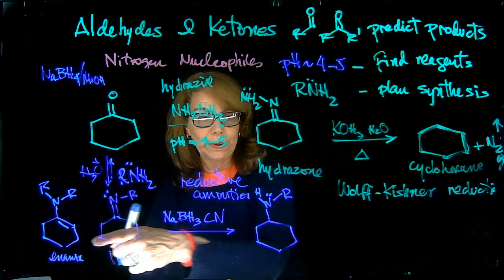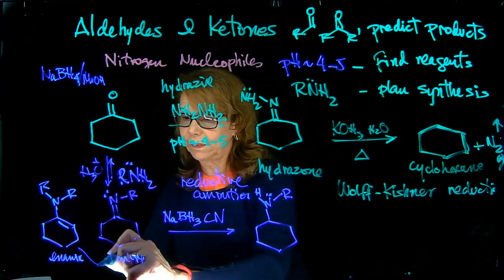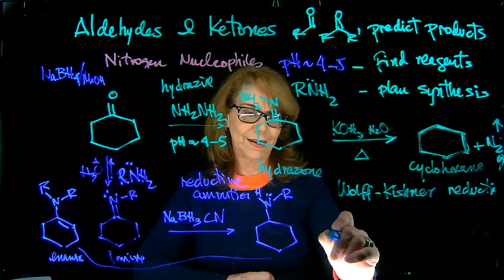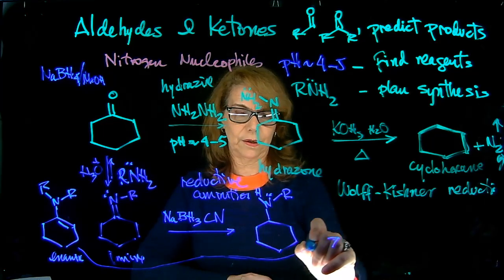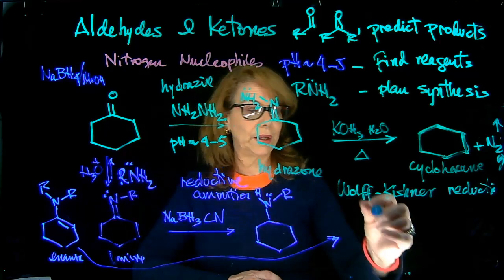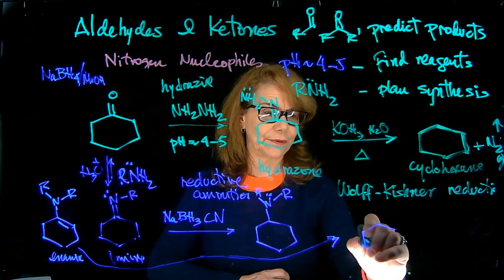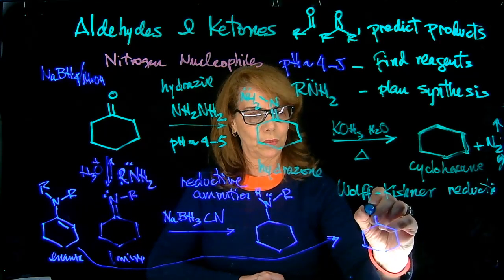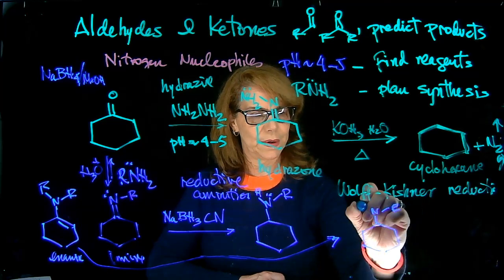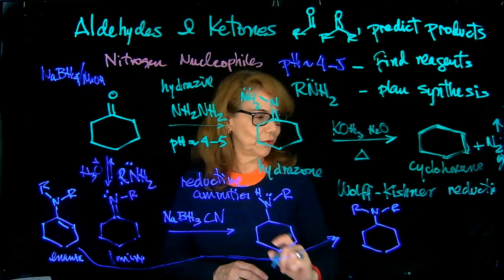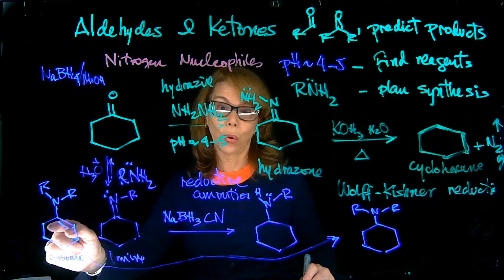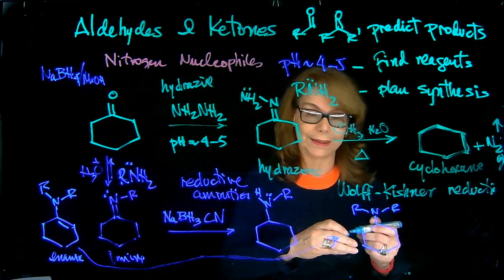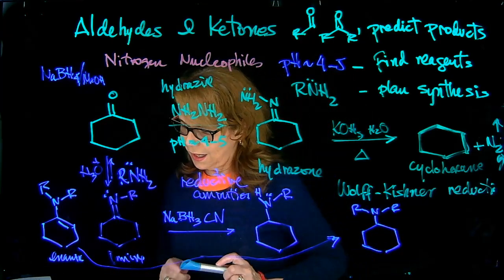If we do that with the enamine, I'm going to use the same reagent, the modified hydride. We're going to reduce the enamine this time to a tertiary amine. So it will be N, R, N, R. So that's another useful functional group interconversion from imine or enamine to the corresponding amines.